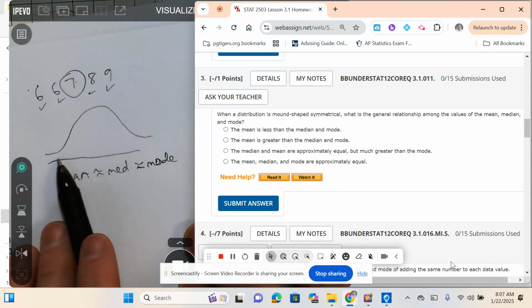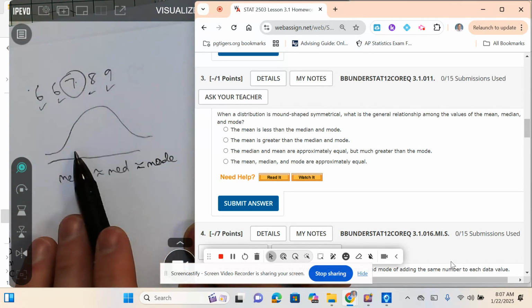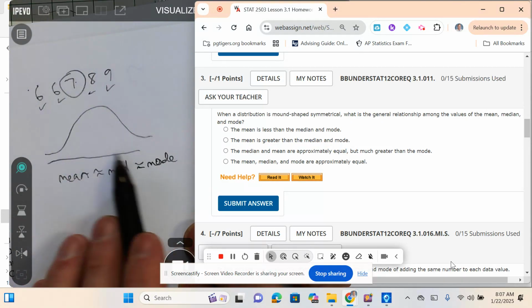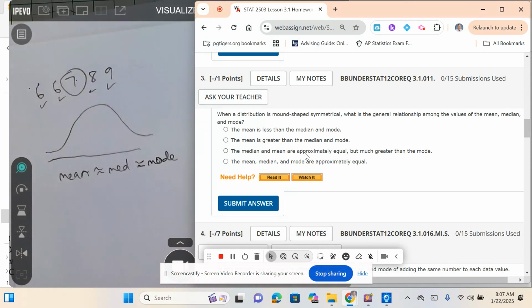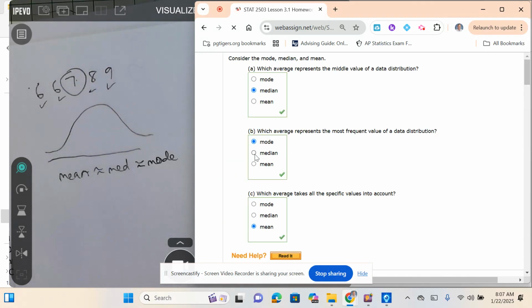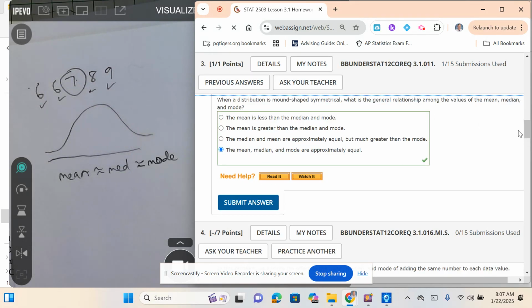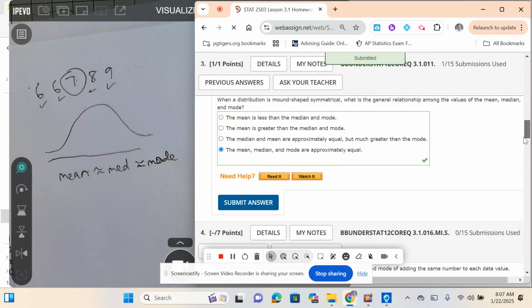Because when it's symmetric, the mean and median are about the same, okay? And then the mode, the highest occurring, is where the peak would be in that distribution, and so it's in the same place. So it'd be approximately equal. Okay, and we've talked about there being shapes of distributions. If it's skewed left, the mean is less than the median. If it's skewed right, the mean is greater than the median. I did not cover that.